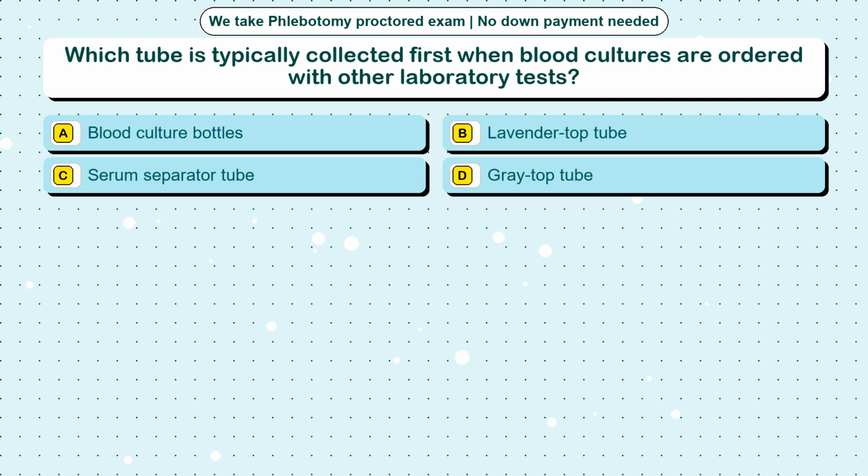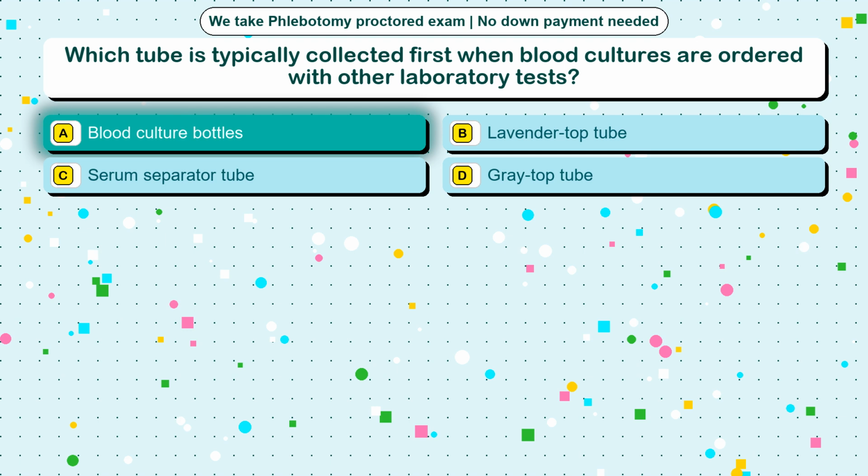Question 25. Which tube is typically collected first when blood cultures are ordered with other laboratory tests? Option A. Blood culture bottles. Option B. Lavender top tube. Option C. Serum separator tube. Option D. Gray top tube. The correct answer is option A.